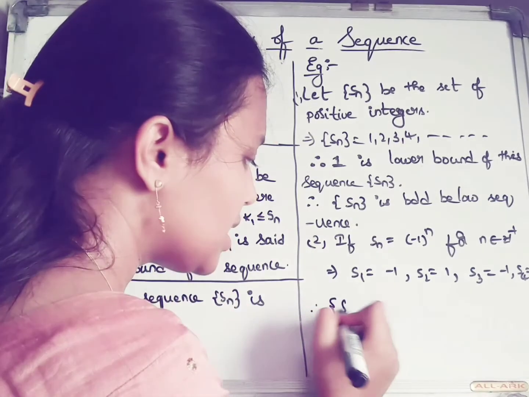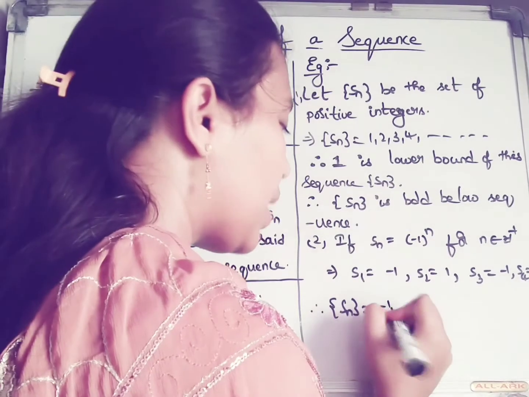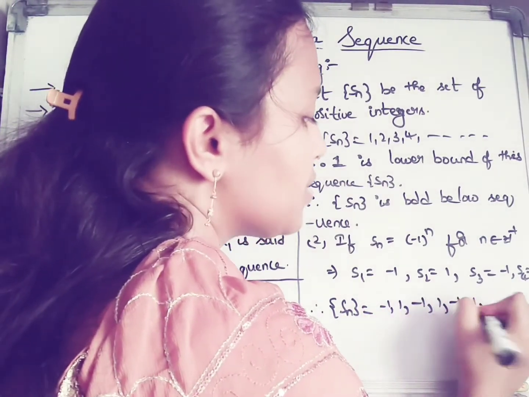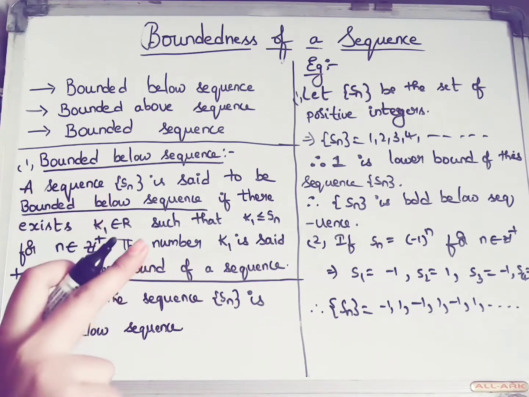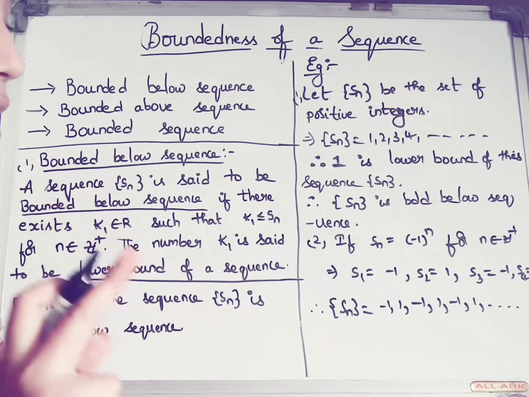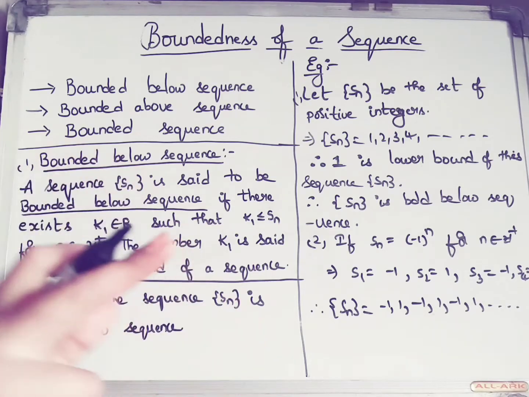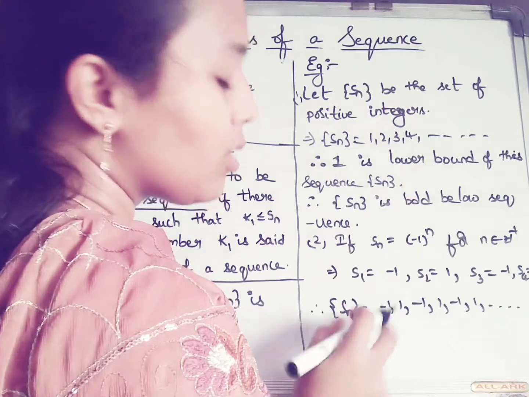Therefore sequence Sn is equal to -1, plus 1, -1, plus 1, -1, plus 1 and so on. If (-1) to the power of 100, then positive sign. Why? Because if power is even number, we get positive sign. If power is odd, we get negative sign. (-1) to the power of 100 is plus 1, (-1) to the power of 99 is -1. So either we get -1 or plus 1.